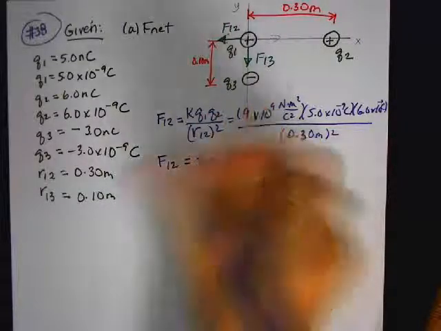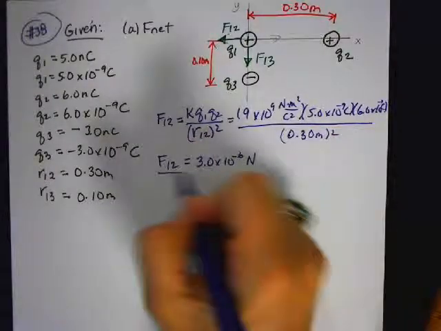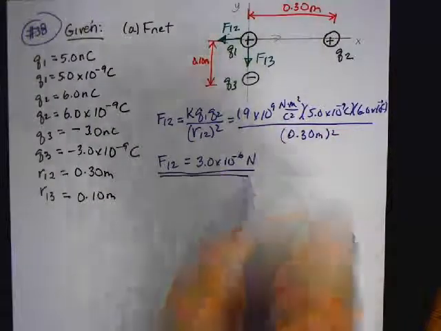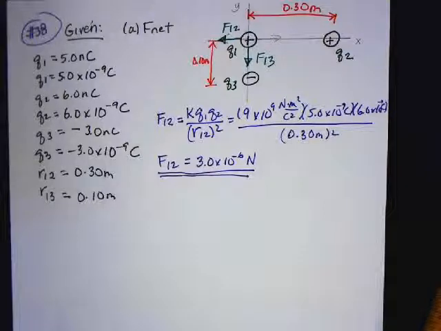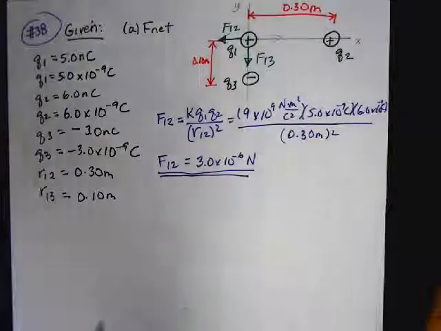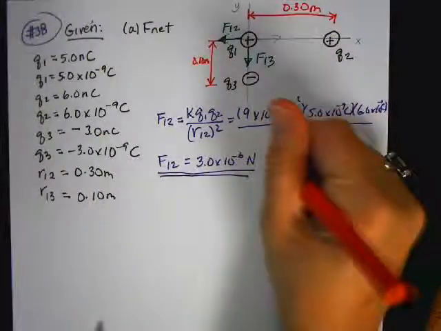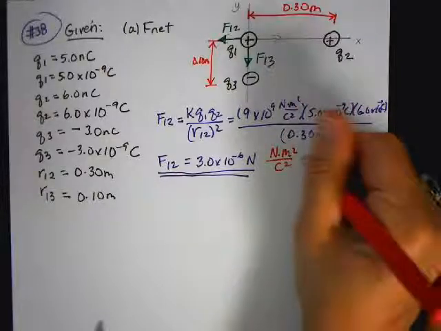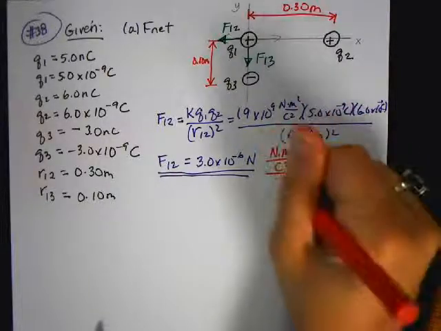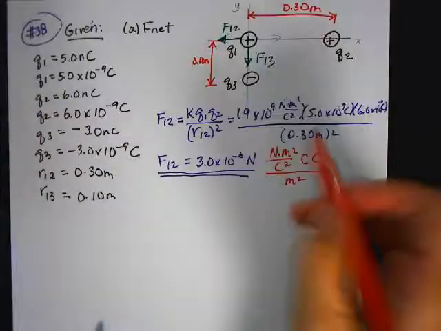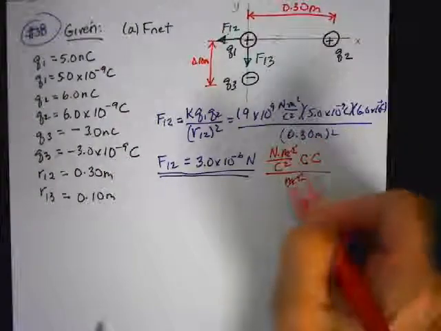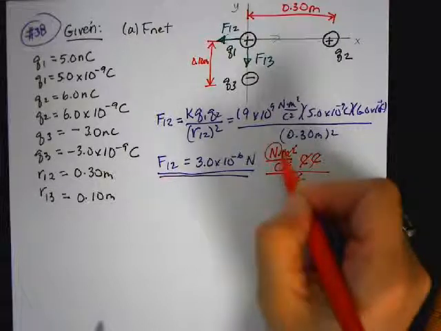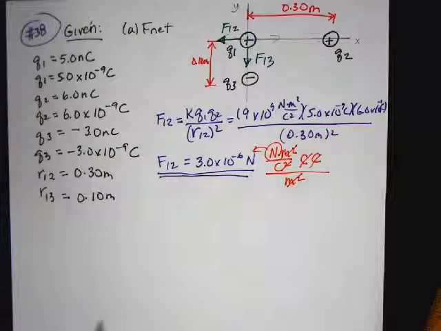Newtons, sorry. Because remember that all forces are measured in newtons. And if I want to carry my units through and cancel them to check my work, a newton meter squared times a coulomb squared times a coulomb over a meter squared. So this cancels with that, these two cancel with that, and I end up with newtons, which is the correct unit for force.